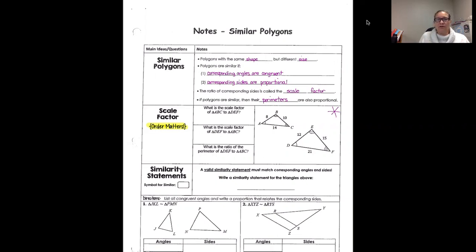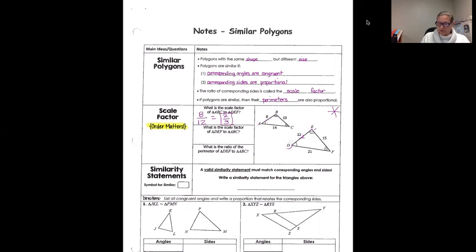What is the scale factor of triangle ABC to DEF? So you're looking for a couple of different things. A has 1 mark, B has 2 marks. So we're going to focus on this side 8. And D has 1 mark and E has 2 marks. So we're going to focus on this side 12. And we're going to reduce 8 over 12 to get a scale factor of 2/3.